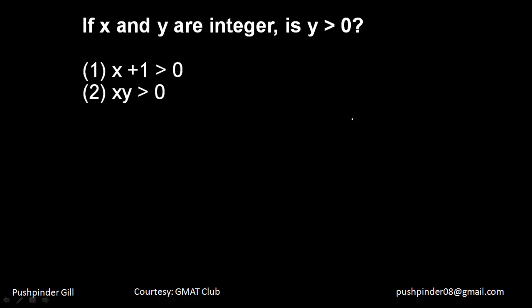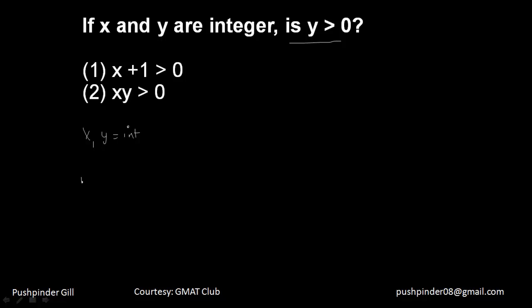It says, if x and y are integers, is y greater than 0? Whenever you read the word integer or distinct, you better mark it down in your subconscious. It says that x and y are integers. It's always good to write it down when it says that something is an integer, so that you know throughout the question. Now it is asking me, is y greater than 0 or not? That means it is pretty much asking me, is y positive or not?